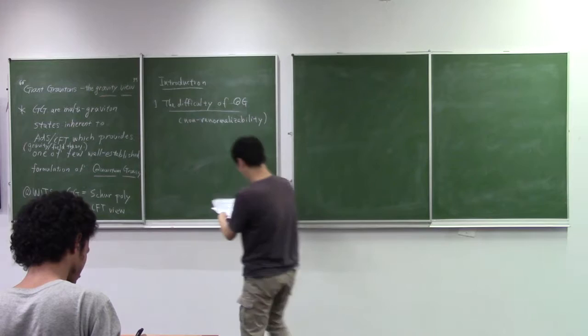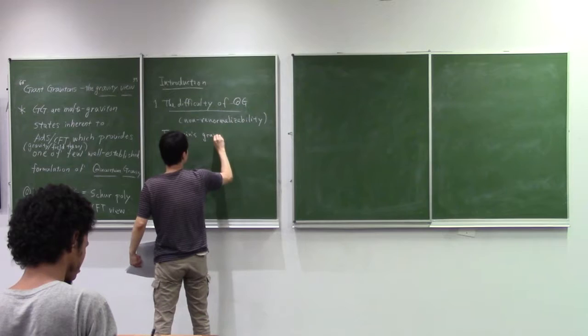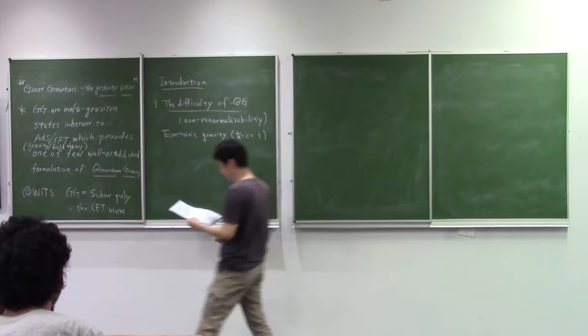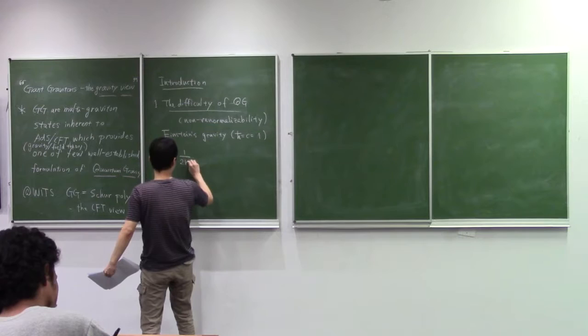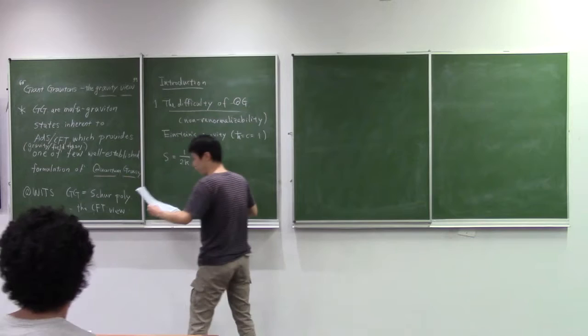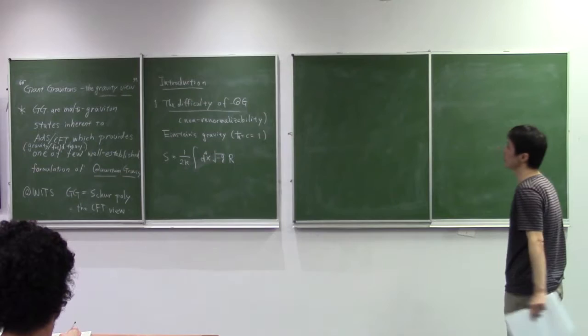So I take Einstein's gravity. In this lecture, I take the units where ħ and c are equal to 1. This is the action for general relativity. For the moment, I consider dimension 4. This has to be extended to 26 and 10 dimensions later.